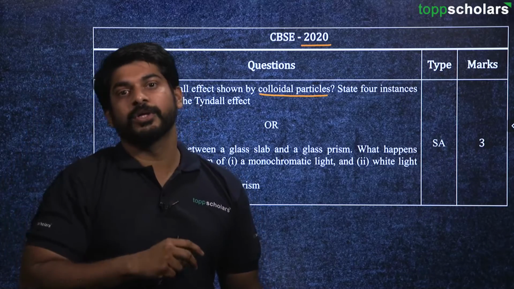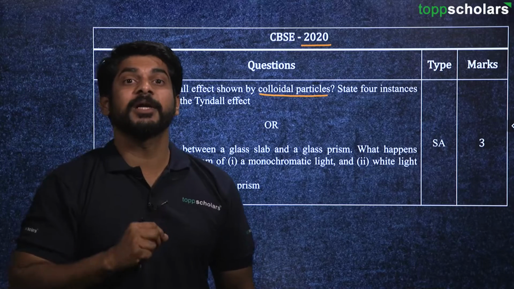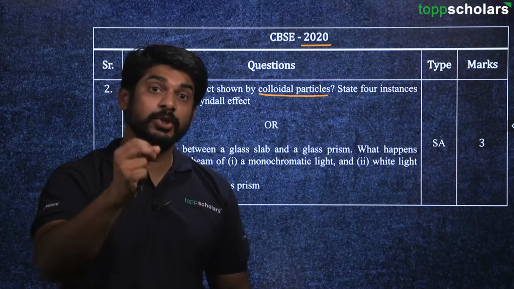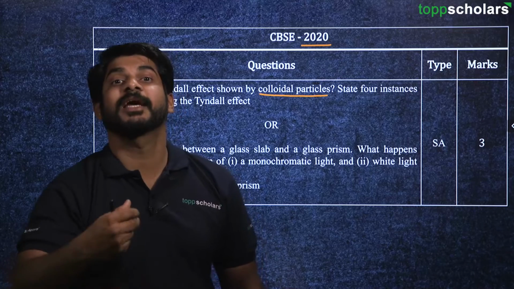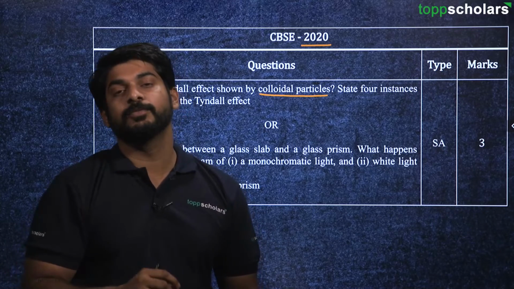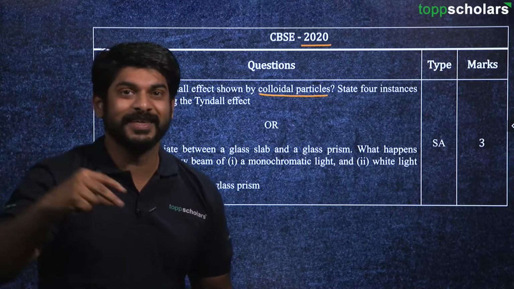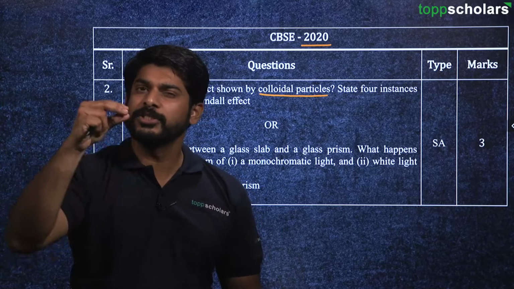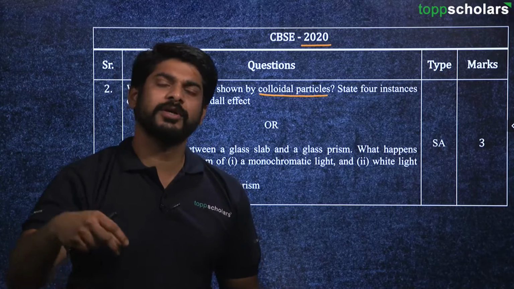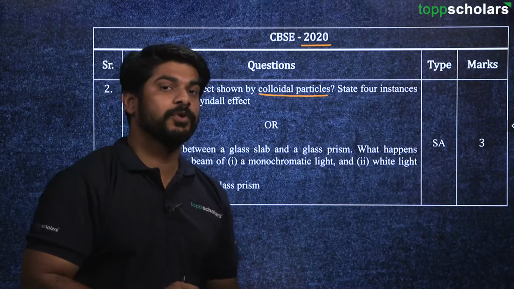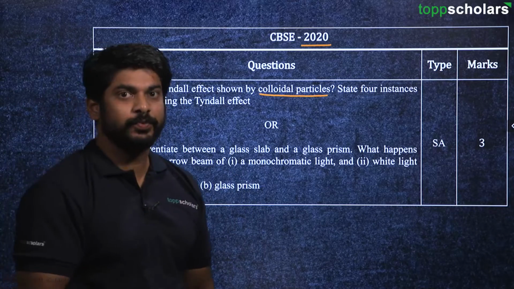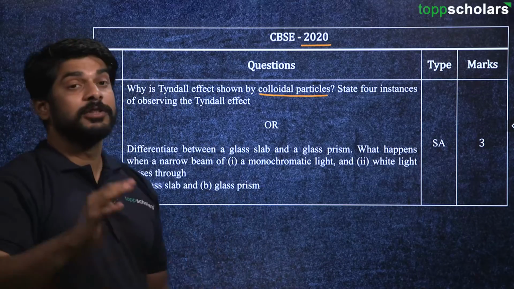So what happens over there is those dust particles are scattering the light in all directions, and due to this scattering of light, we are able to see the path of the sun rays that are passing through that small hole into the window or something else, or maybe the walls. Okay, so these are some instances where we get to see the Tyndall effect.